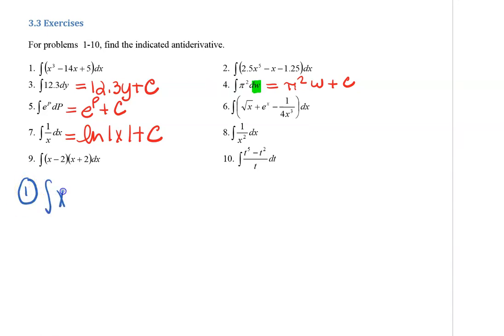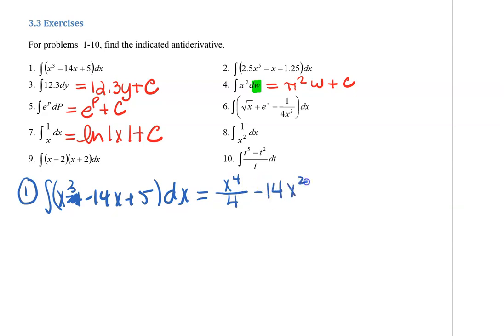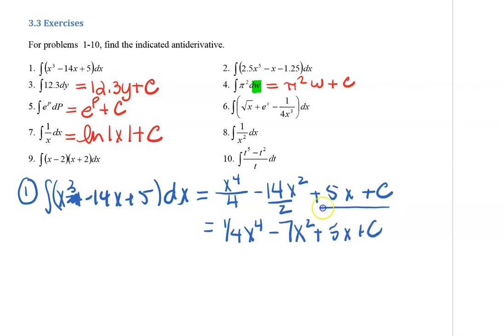Number 1, the integral of x cubed minus 14x plus 5 dx. And so we're just going to add 1 to the exponent and divide by the new exponent as we go. So x to the 4th divided by 4 minus 14x squared over 2 plus 5x plus c, and always reduce down to lowest terms. So I got 1/4 x to the 4th minus 7x squared plus 5x plus c. If you don't reduce, you will see minus 1 did not simplify as you go through these, especially in an exam situation.